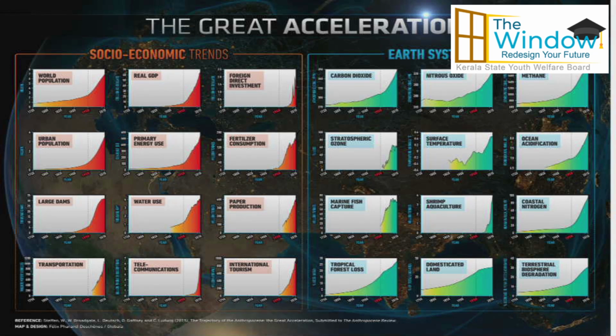The major socio-economic variables they considered are world population, real GDP, foreign direct investment, urban population, primary energy use, fertilizer consumption, large dams, water use, paper production, transportation, telecommunication, and international tourism. Looking at the changes in the curves, we can see that there is a huge change during the last 50 years among these 12 variables. This peak point shows the changes in the last 50 years.